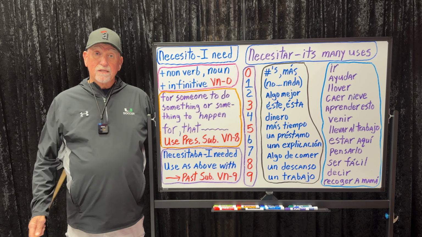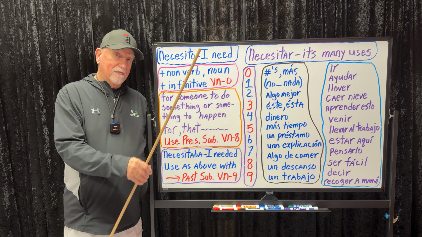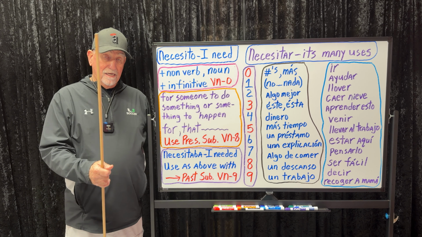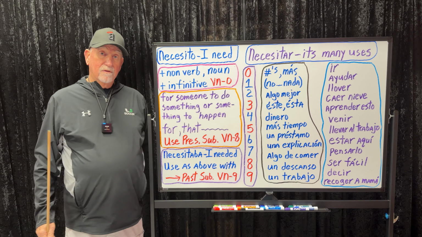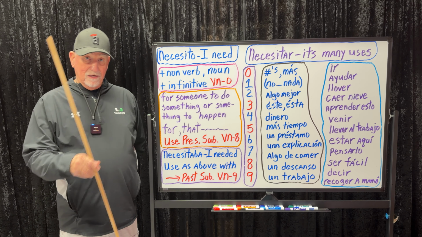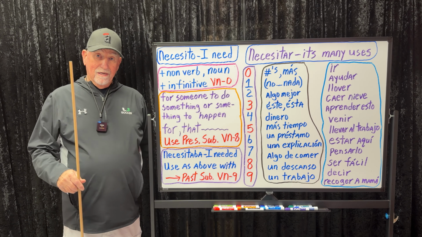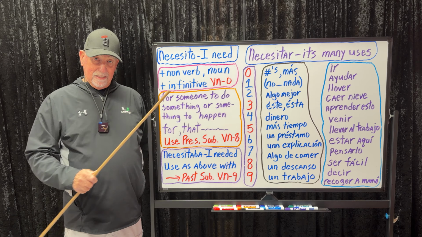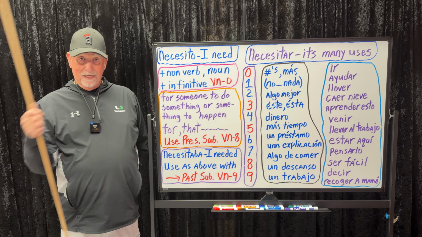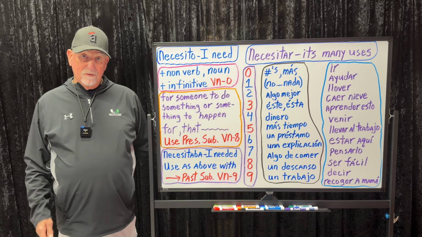Un préstamo, a loan. Dad says that he needs a loan to buy the car. Papá dice que necesita un préstamo para comprar el carro. Because he hasn't worked for a while, porque no ha trabajado por mucho tiempo, or por un tiempo. You see, you can take your basic sentence and expand upon it in front of it and at the end of it as well. Una explicación.